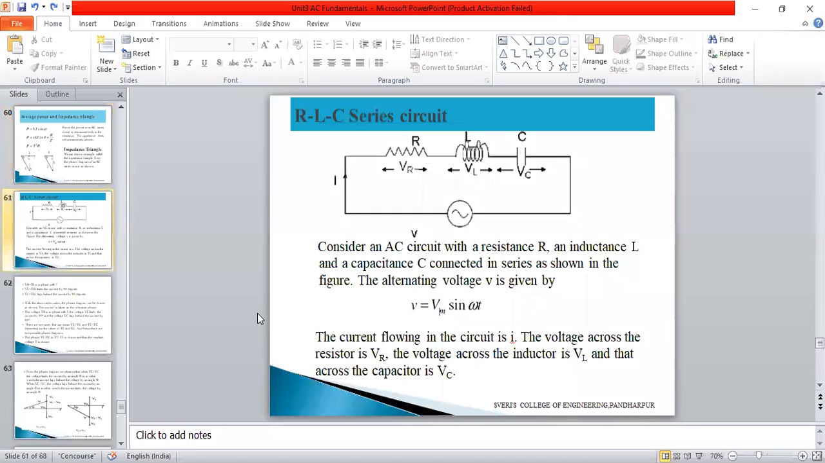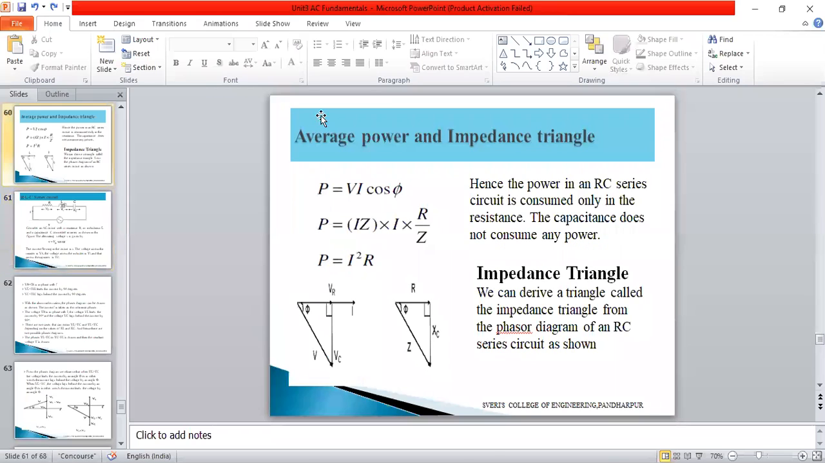So good morning to one and all. We have finished the series RL circuit and series RC circuit. Now we'll go for the series RLC circuit. Before starting the series RLC circuit, we'll take a brief review of the RL and RC circuit.